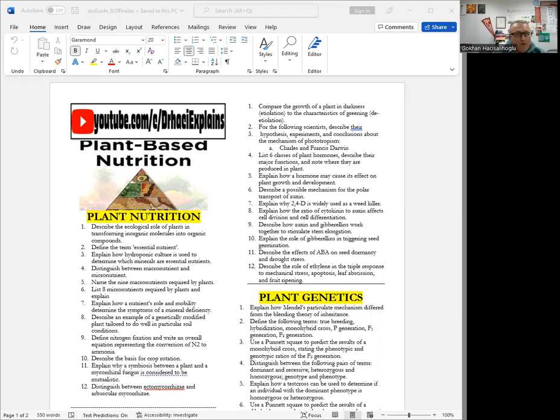So nutrients, we break them down into two groups: macronutrients, the large ones, like nitrogen, phosphorus, potassium, calcium, magnesium, sulfur, carbon, hydrogen, oxygen, and then micronutrients, the trace elements needed in smaller amounts, like zinc, copper, iron, chloride, manganese, molybdenum, boron, nickel, selenium, some of those, and iodine in some cases.